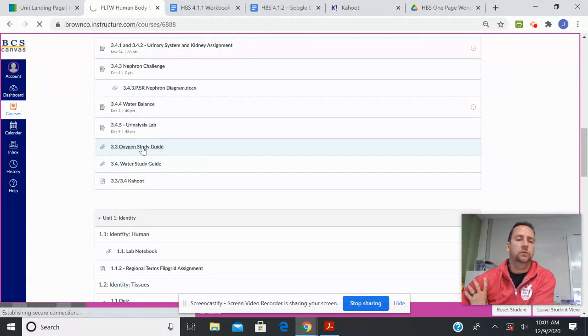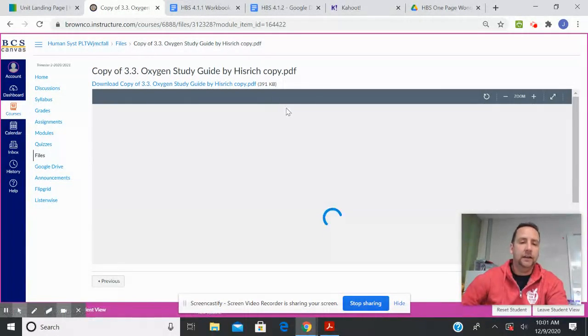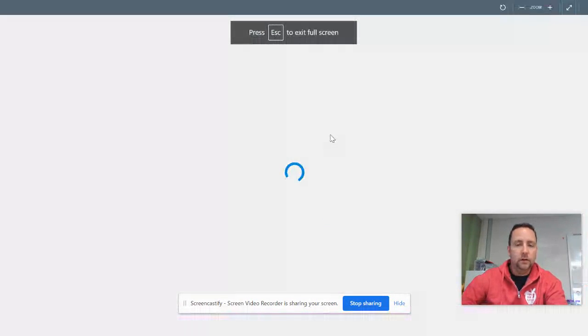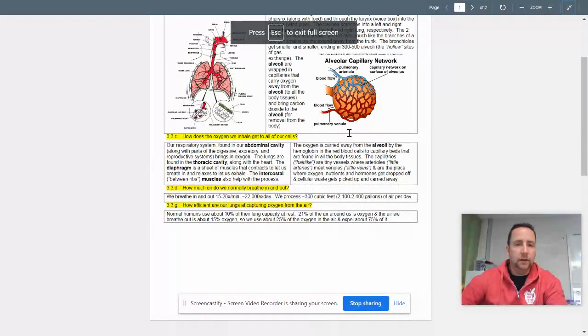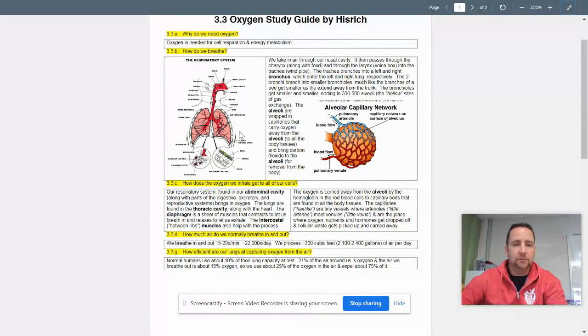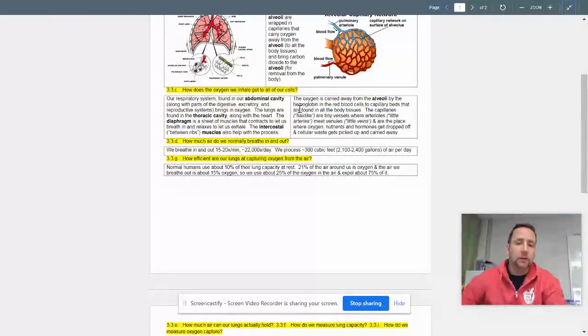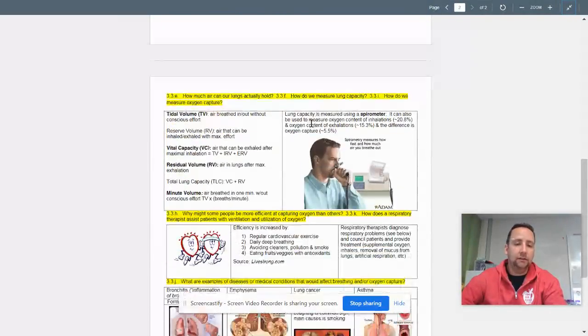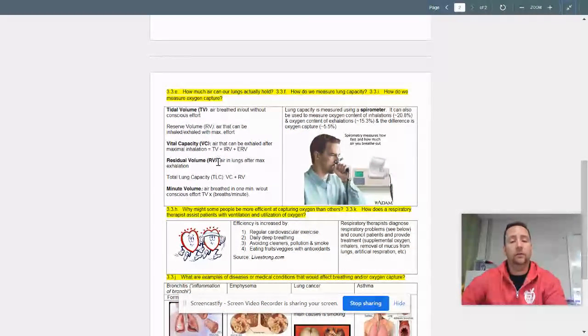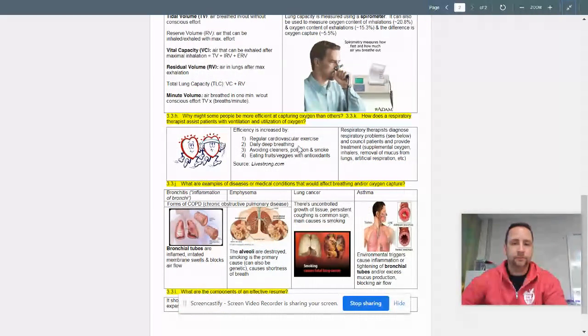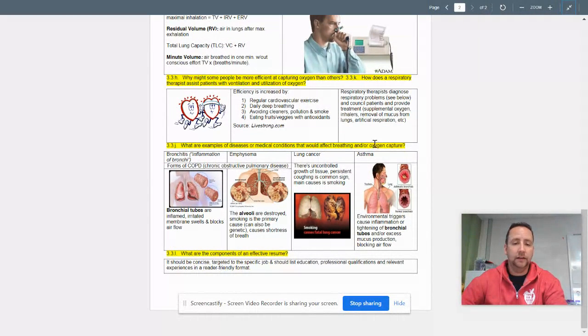If I look just real quickly at the study guide 3.3, the parts of the respiratory system, the order that things move through in the respiratory system, how oxygen is transferred in the alveolus, lung capacity terms like vital capacity, residual volume, tidal volume, minute volume, spirometry, and how that relates to detecting how well the respiratory system is working. And those are the main things that relate to it.